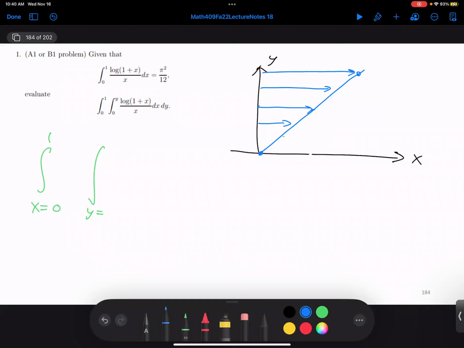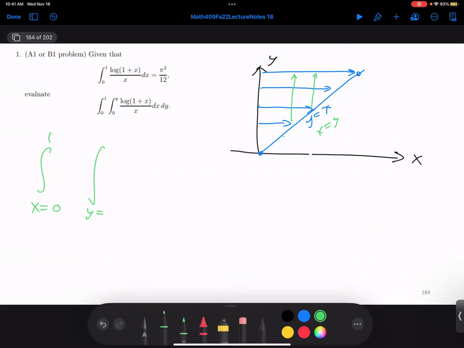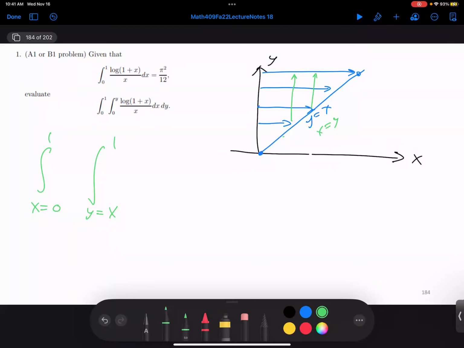And so now if we want to do it the other way, you fix the value of x. This is the line y equals x, or we can rewrite it as x equals y. So what's the starting value of y as a function of x? x. And it goes all the way up to 1. And so now you get the integral of log of 1 plus x over x, dy dx.